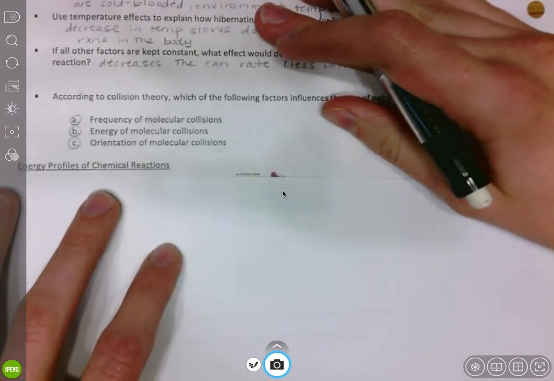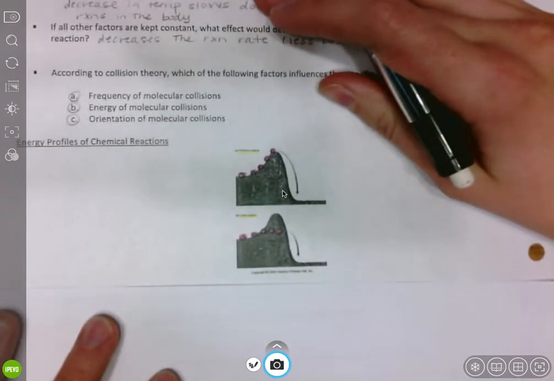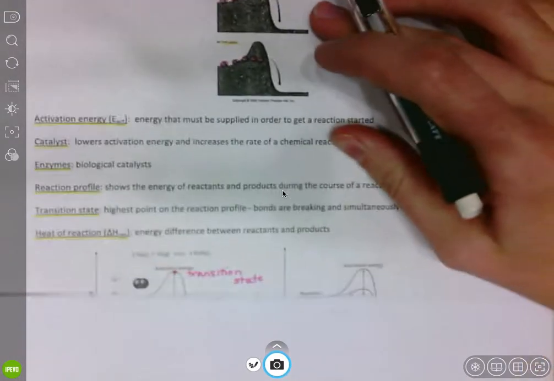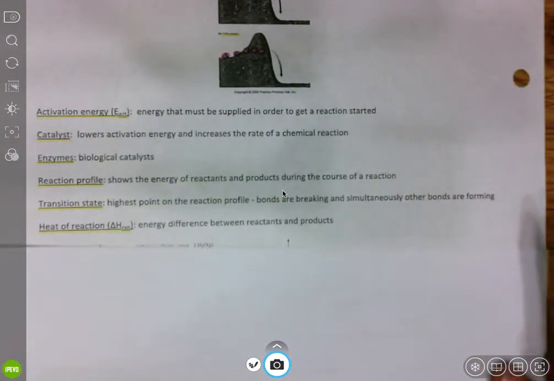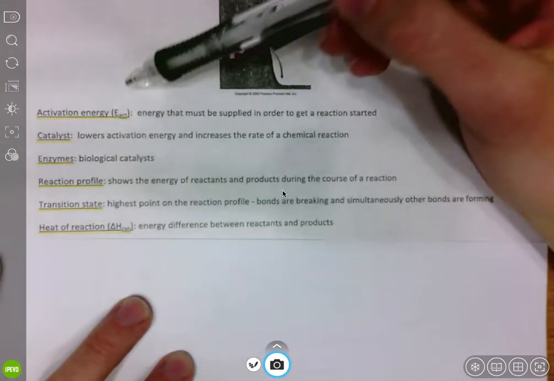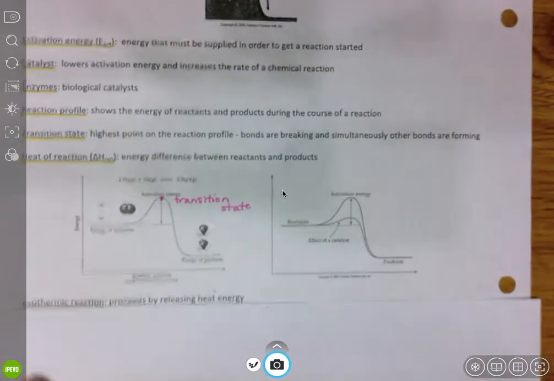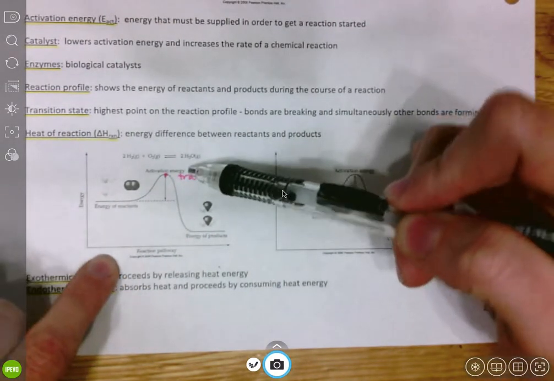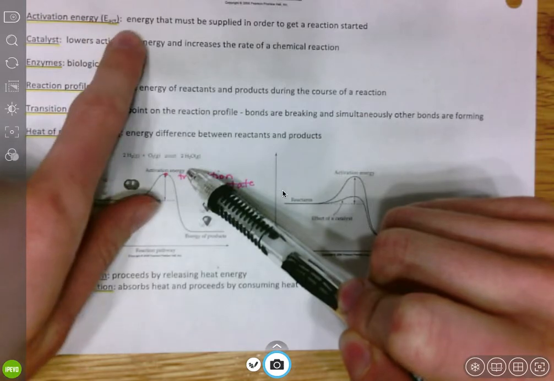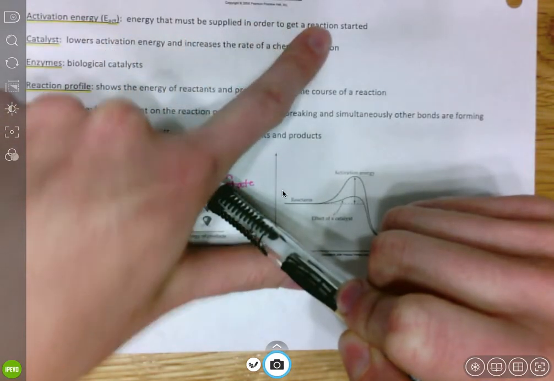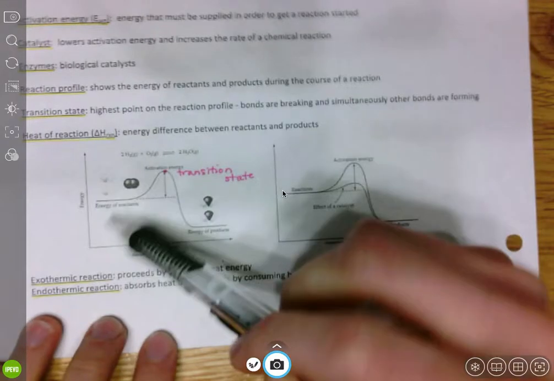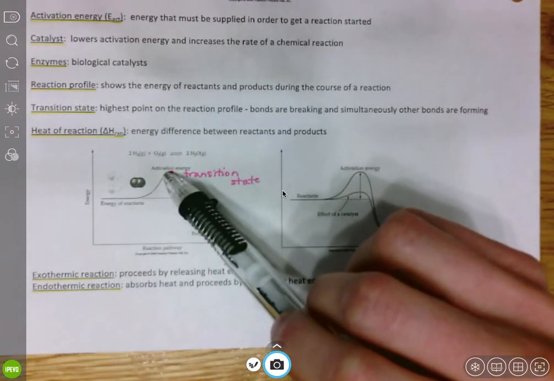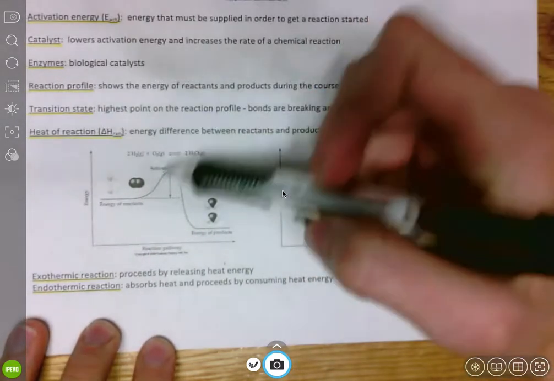All right, next we're looking at energy profiles of chemical reactions. We've got a bunch of definitions here, so let's look at the definitions first before we look at any diagrams. Our activation energy is labeled in the diagram down here. The activation energy is the energy that must be supplied in order to get a reaction started. These reactions do need some energy in order to react, and that's our activation energy.